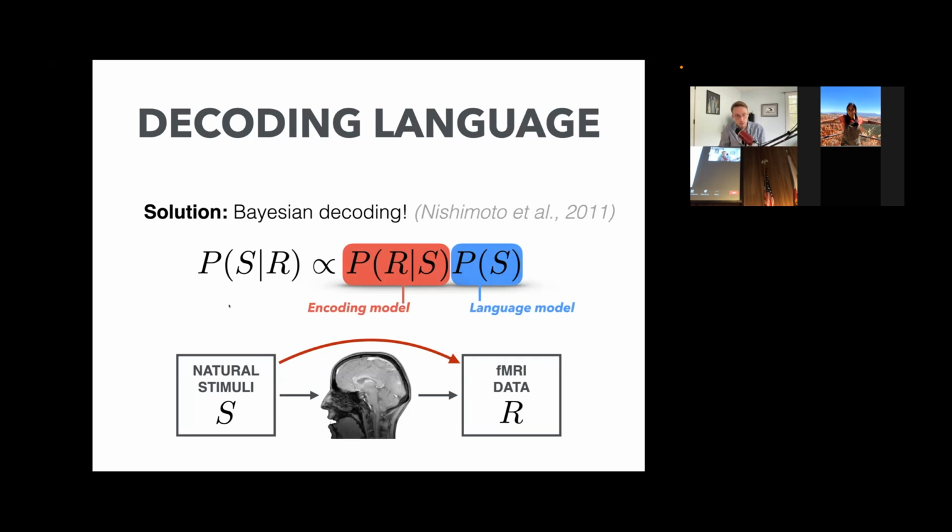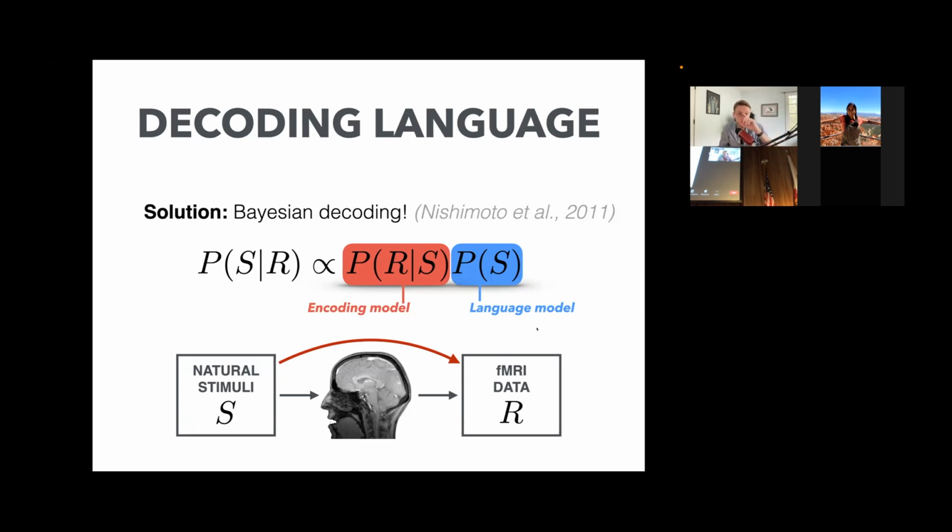So, Bayes' rule: you have P of S given R, and we can invert it. P of S given R is proportional to P of R given S, the probability of observing some response given the stimulus, times P of S. This is just the probability of that word sequence appearing in general. This would also be divided by P of R, but that doesn't matter for our purposes because R is fixed. And the neat thing here is that P of R given S and P of S are things that we already have, right? P of R given S is just the encoding model. This is just, can we predict the response from the stimulus? And P of S, this is the language model.